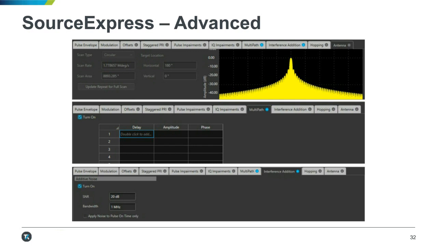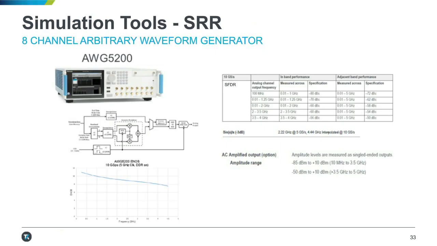So you did hear me talk about the hardware briefly a few slides ago. This is the AWG 5200. This is an 8-channel arbitrary waveform generator, so excellent for high fidelity multi-channel target generation.